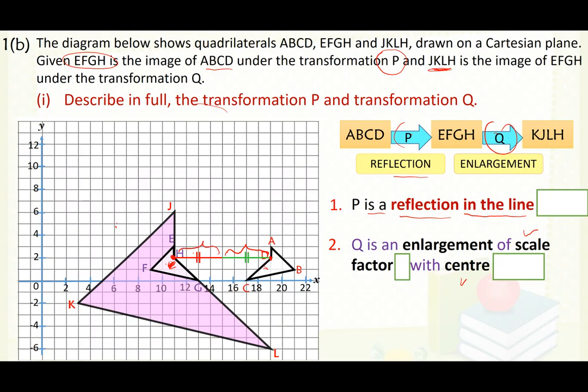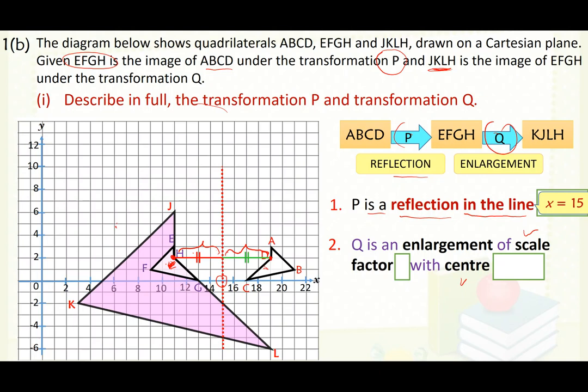所以呢，我们的镜子 so our mirror, our middle line is at the middle. So x equal to 15. Here is 15. So in the line, x equal to 15. Now we do the enlargement.